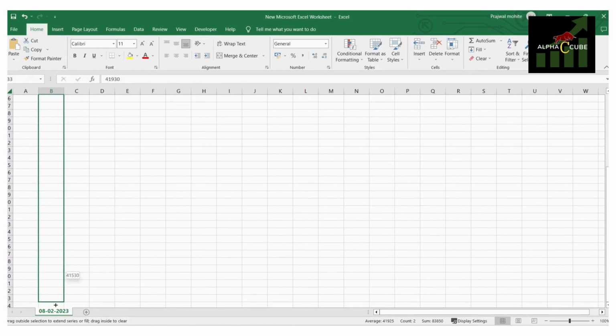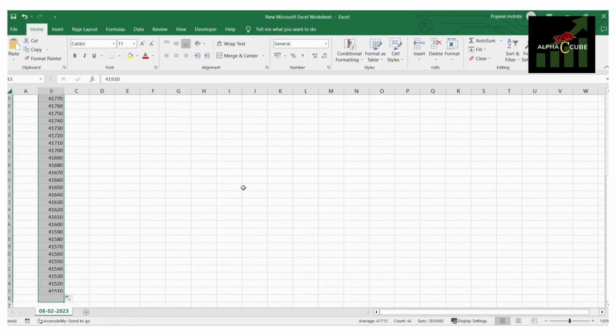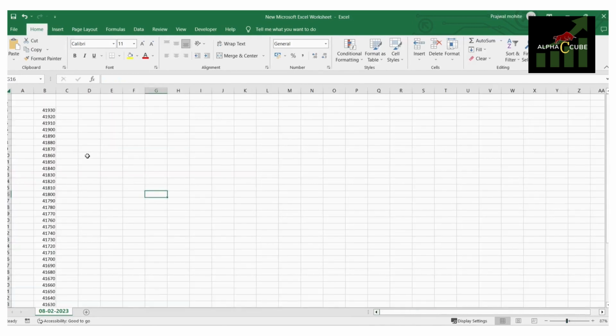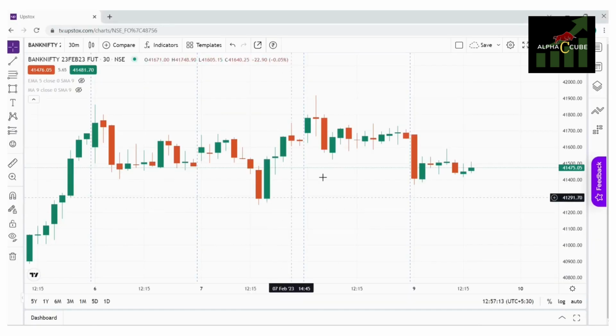Yeah, now 41,520, almost 41,500. Yeah, now we have the price range for the entire day. So the next step here will be to input the data from the chart. So now let's see the chart. So this is the 8th February chart.